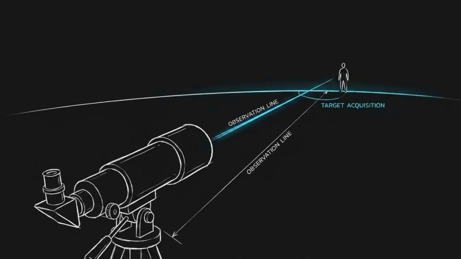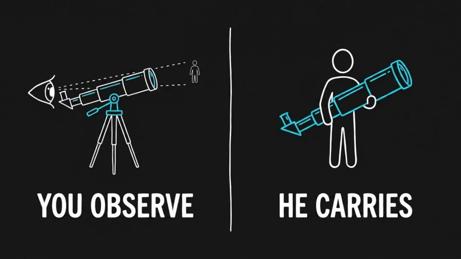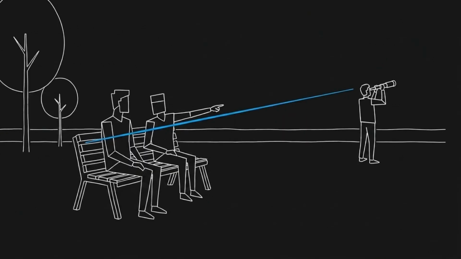Take the English sentence, "I saw the man with a telescope." The phrasing implies two different scenarios. Did you use a telescope to see the man, or did the man you saw happen to be carrying a telescope? Humans handle this linguistic overlap effortlessly. We use surrounding context to pick the correct interpretation without thinking about it.